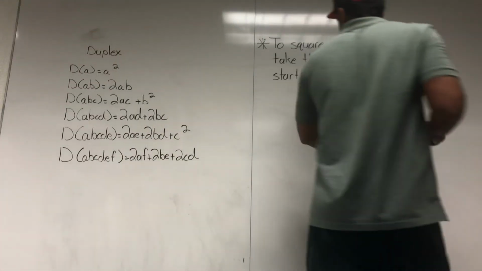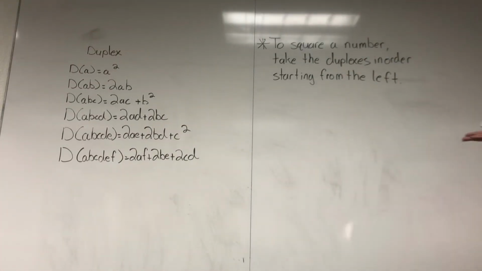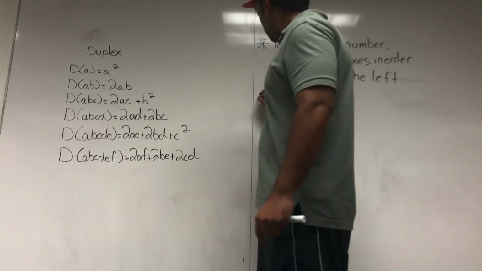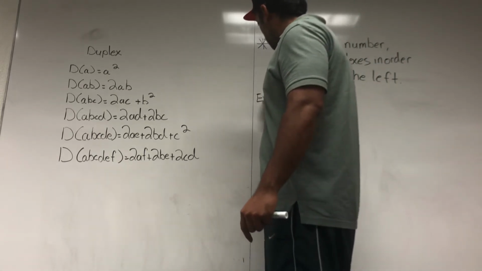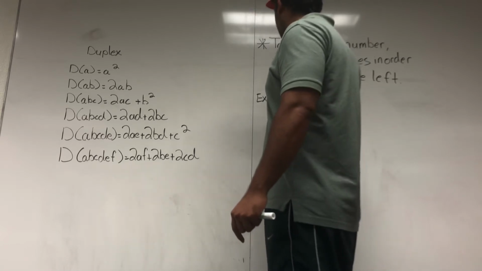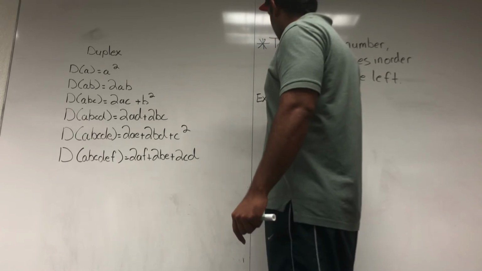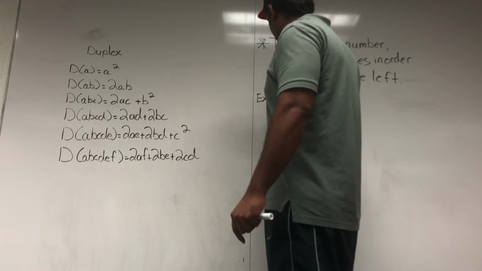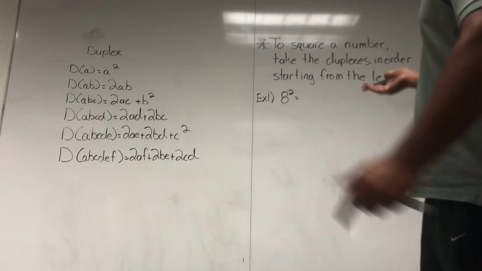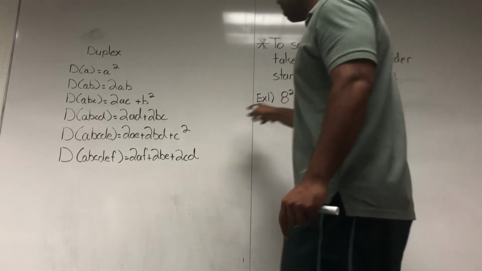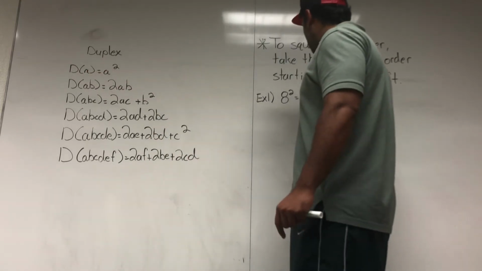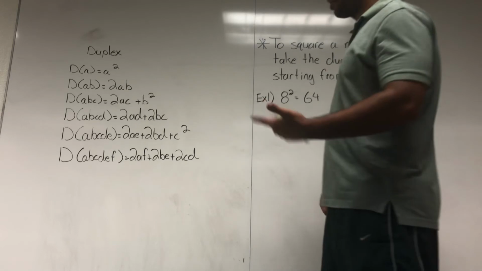So to square a number, you take the duplexes in order starting from the left. So let's do example 1. Let's start with a silly example that's really obvious. You don't really need a duplex to do this, but following the rule, what's the duplex of a 1-digit number? It's just its square, so I just get 64 in. We already know that, okay?